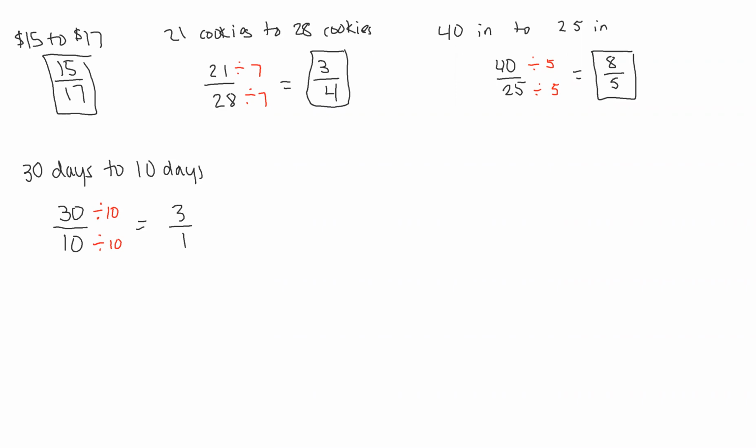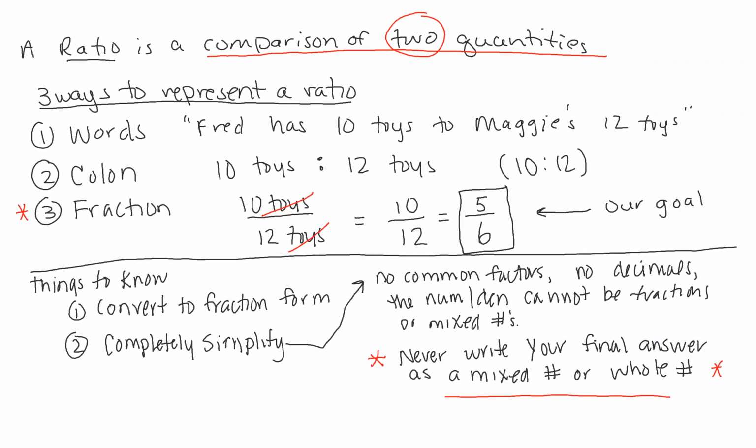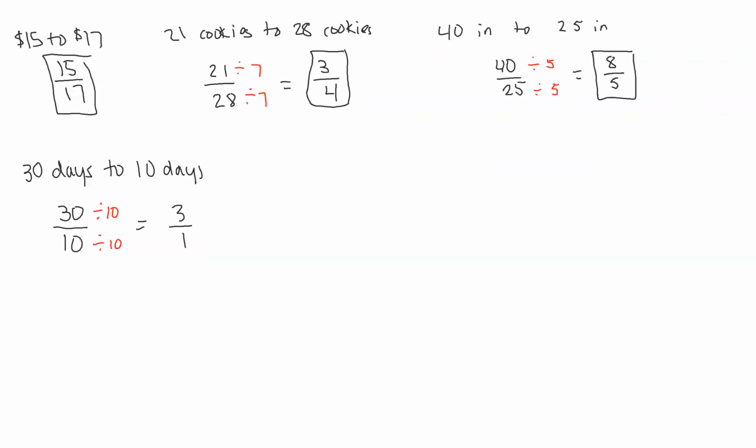And just like the previous example, this is one of those situations where I said never write your answer as a mixed number or a whole number. Well, a lot of times if you're just dealing with fractions, if you ended up getting something like 3 over 1, you would just write it as 3. 3 divided by 1 is 3, but that's not what you want to do here. We want to maintain that comparison of two quantities. So let's say we go back to that situation where people have collected vacation days. For every 3 days the first person had collected, the second person had only collected 1 day.